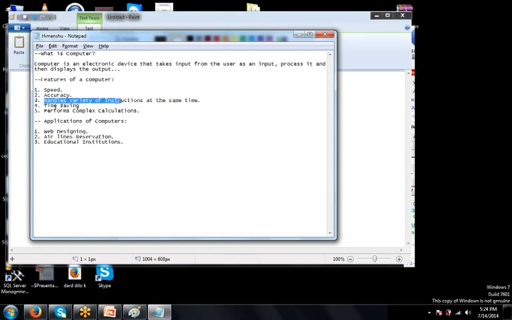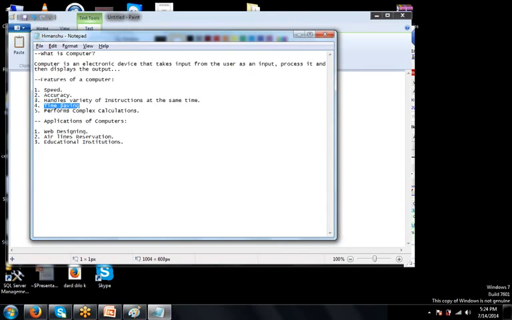Then the third one is that a computer handles a variety of instructions at the same time. Means more than one application or more than one instruction is handled by the computer at the same time. For example, we can use the internet, the notepad, and MS Word at the same time. And then there is time saving. Time saving means we can save our time with the help of a computer because it performs calculations in a very fast way. So it saves our time, right?